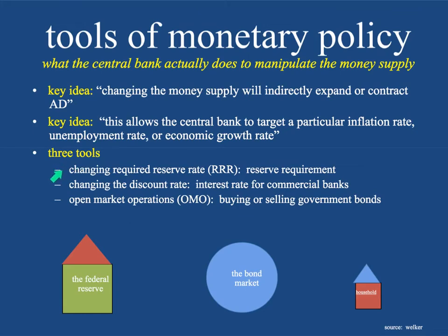Number one, the Federal Reserve or the central bank of any country can change something called the required reserve ratio. That's a typo there. What is that? Well, that is the ratio that each commercial bank is required to keep in reserves. A more technical way of saying that is that the required reserve ratio is the percentage of the total deposits in a commercial bank that they must keep in their vault. Check out the video on fractional reserve banking to make more sense of that.